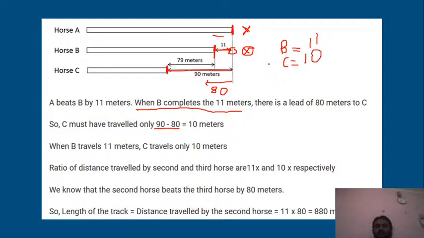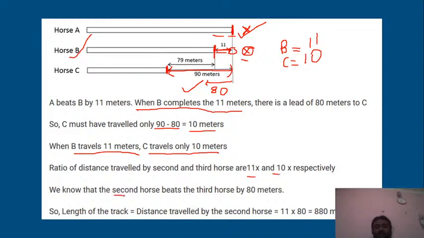And how did I get this 10? Because initially the difference was 90 meters. So initially when A finished the race, C was 90 meters from the finishing line. When B finished the race, C was 80 meters from the finishing line. So between the time that A finished the race and B finished the race, C must have covered only 10 meters. So when B travels 11 meters, C travels only 10 meters. Now the ratio of the distances will be directly proportional, that is 11x and 10x.